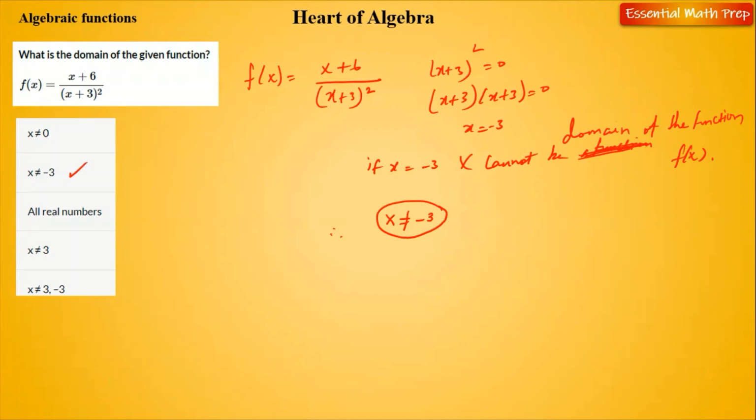You can say all real numbers is a starting point, but it seems incomplete. It needs to have something else if it were to be a correct answer. 3 will not make the denominator 0, so anything with 3 is also incorrect. 0 will not make the denominator 0, so that's not possible either. If x is not equal to -3, then x can be in the domain of the function f of x.